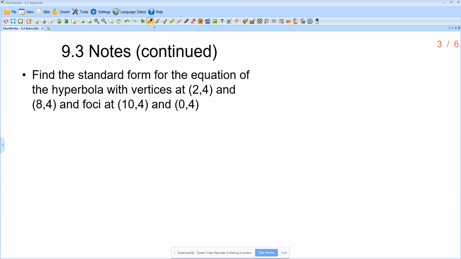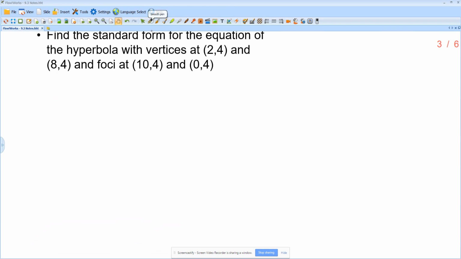All right, find the standard form for the equation of the hyperbola with vertices at 2, 4 and 8, 4, and focal points at 10, 4 and 0, 4. So in this case, this is one of those where I like to give myself a little sketch: 2, 4, and 8, 4, 3, 4, 5, 6, 7, 8, and then 10, 4, and 0, 4.